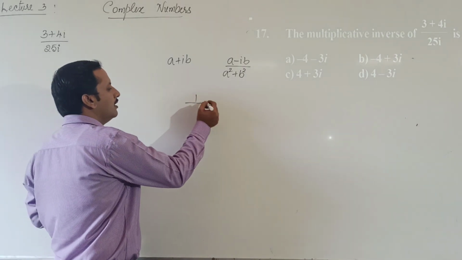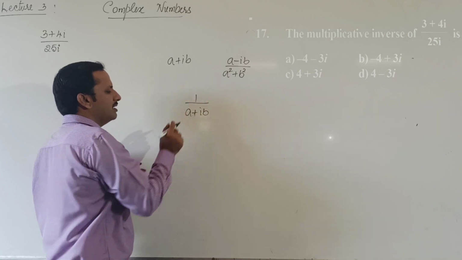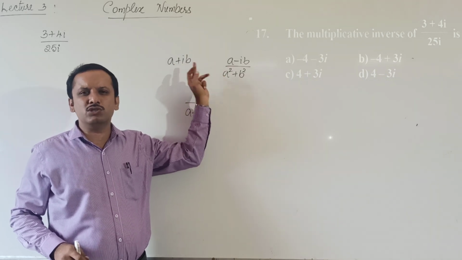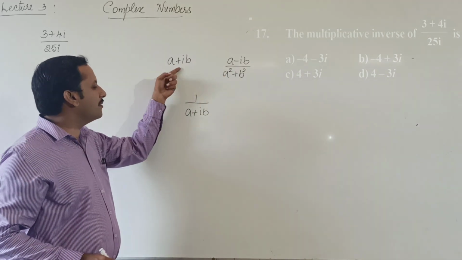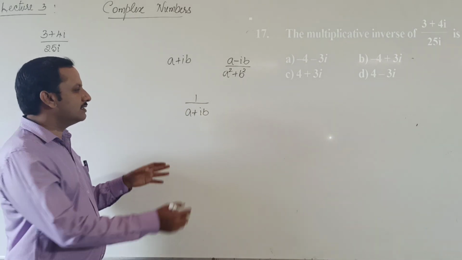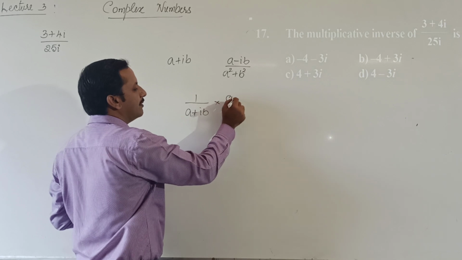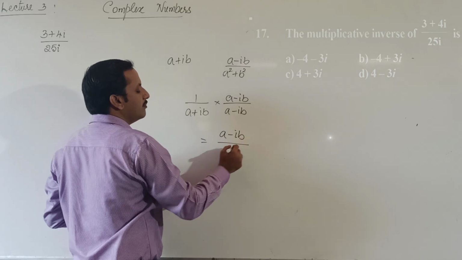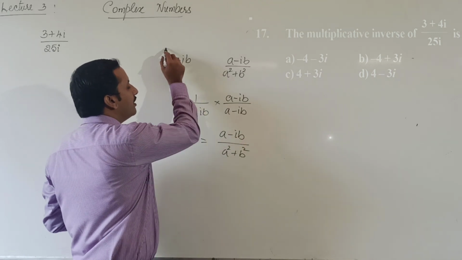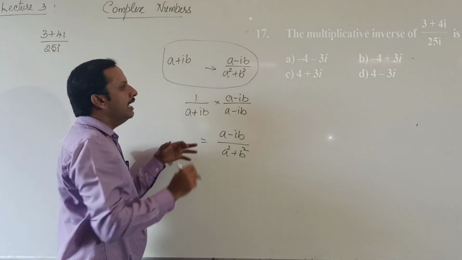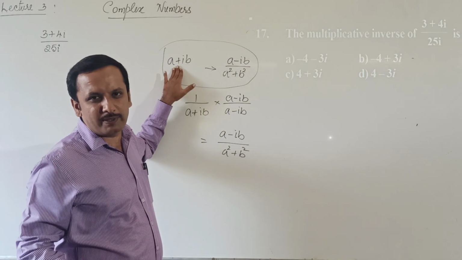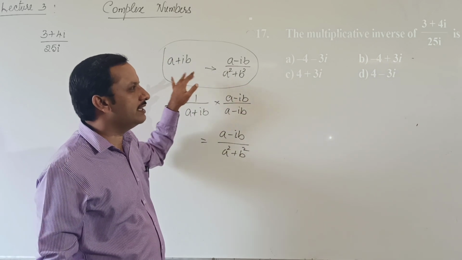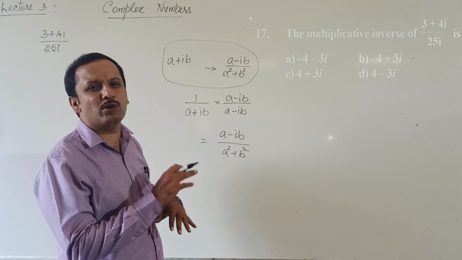You can see the reciprocal of a plus ib is 1 by a plus ib. We say this is the multiplicative inverse of this complex number because when I multiply these two, the product will be equal to 1. This only after simplification we get this. If I multiply and divide by the conjugate of the denominator, that will give you a minus ib by a square plus b square. Okay? I advise you to use this formula if the given complex number is in this form. If the given complex number is not in this form, as is the case now, it is not in the form a plus ib, then better you take the reciprocal and simplify it.